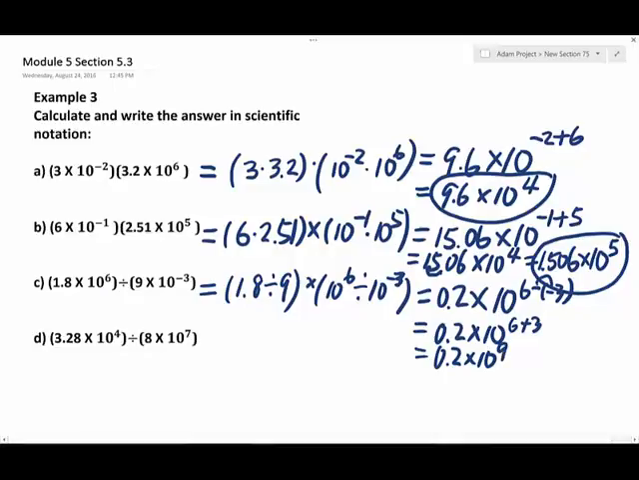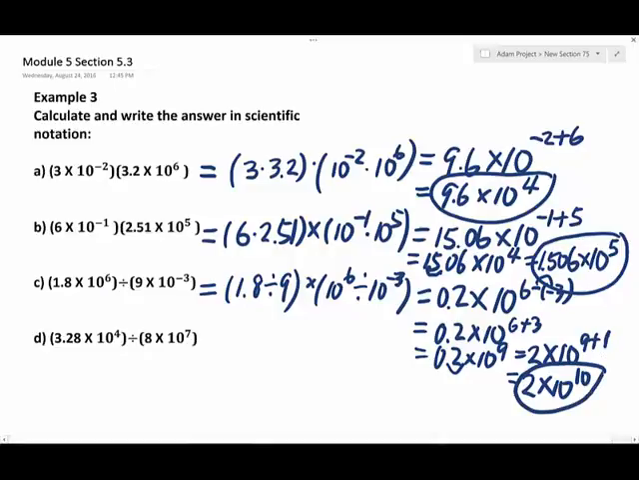However, the answer is not in scientific notation yet because 0.2 is smaller than 1. So what we do is move the decimal point 1 unit to the right, making it 2. Now 2 is a number between 1 and 10, which is good. Now we're gonna increase the number 10 times, right? So we add 1 to the exponent. Okay, so the final answer comes out to be 2 times 10 to the 10th power.